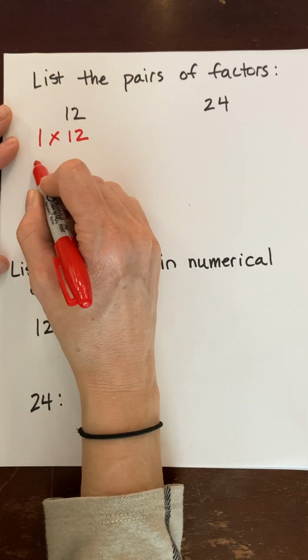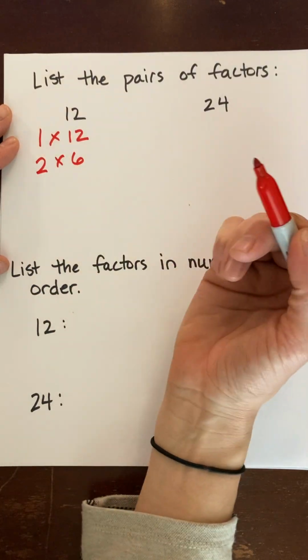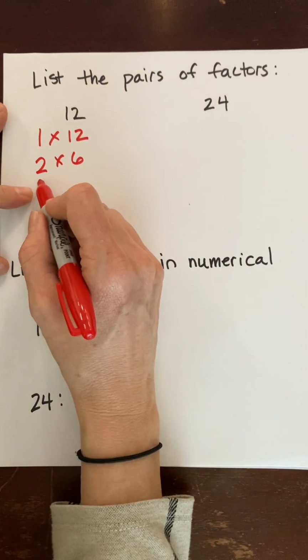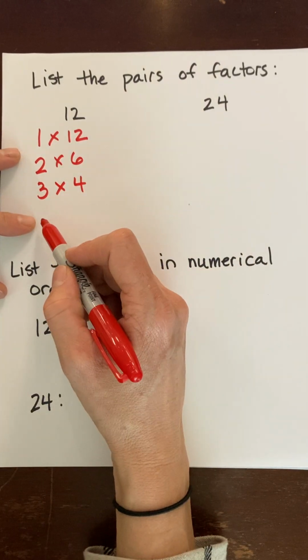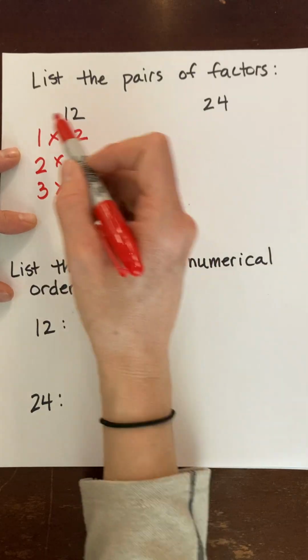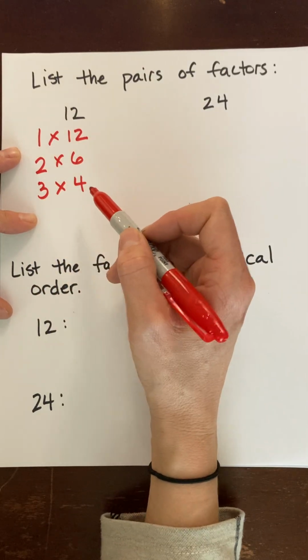2, can 2 go in? Yes, it can. So 2 times 6 equals 12. 3, yep, 3 can go in. 3 times 4 equals 12. And then the next number would be 4, but we've already done 4. So we've actually got all of our factors.